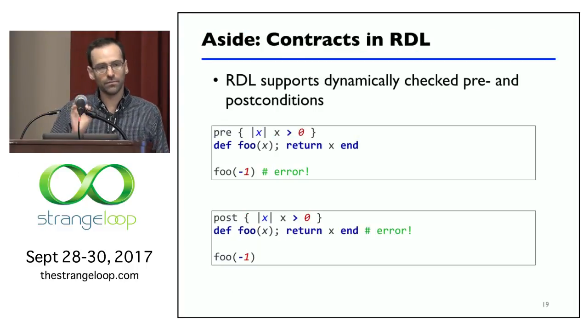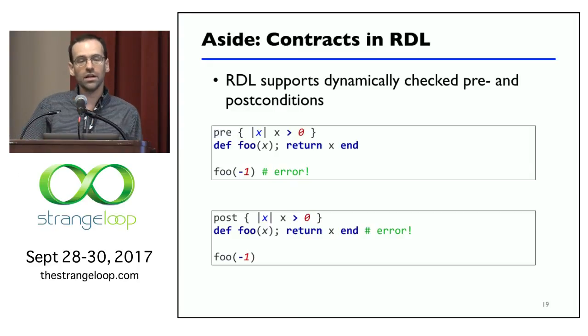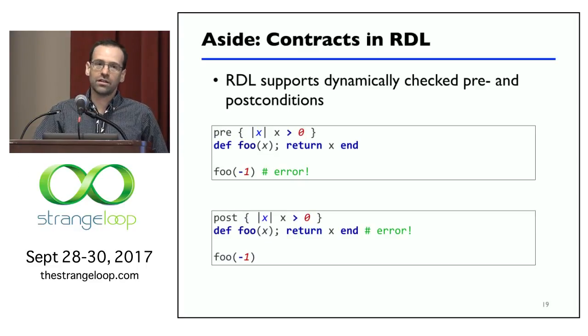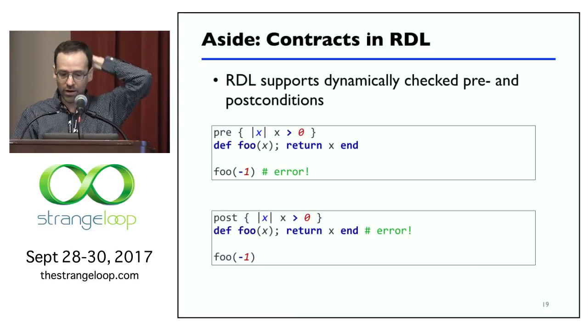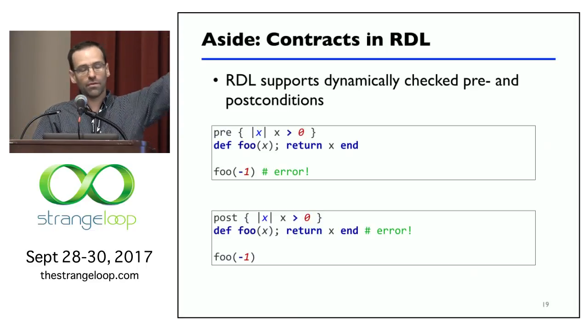I have to do a very quick aside just to show you some notation. So in addition to the static stuff, RDL also has some dynamic stuff. It also has contracts in it, and it lets you check pre and post conditions. Here's an example where we have some foo method, and we have a precondition that its argument x has to be greater than 0. So if you put that annotation on and then you call foo of -1, you'll get an error that you violated the precondition. And you can also have a post condition, which is similar right down there.